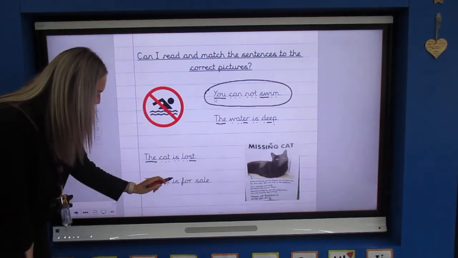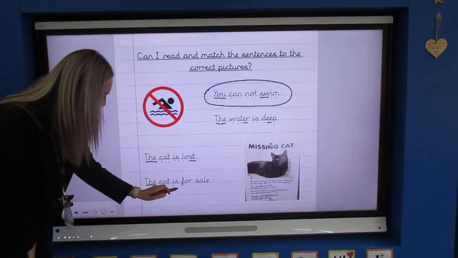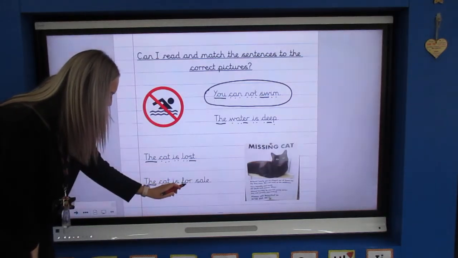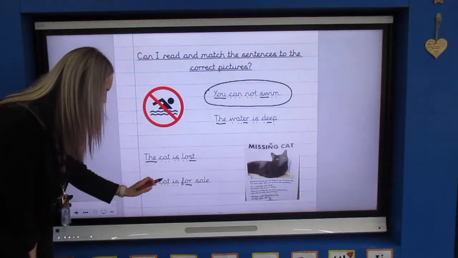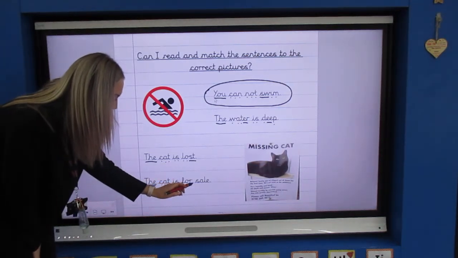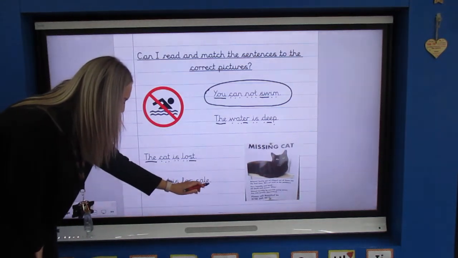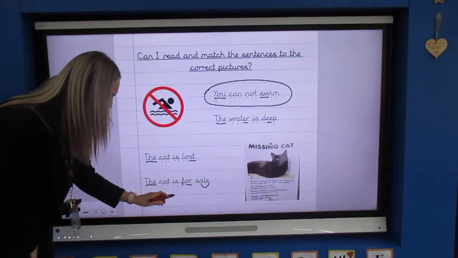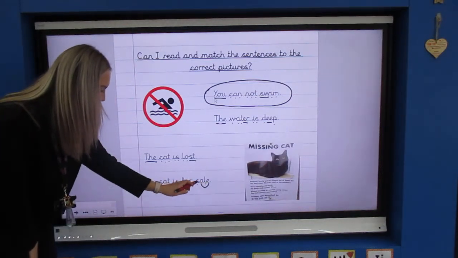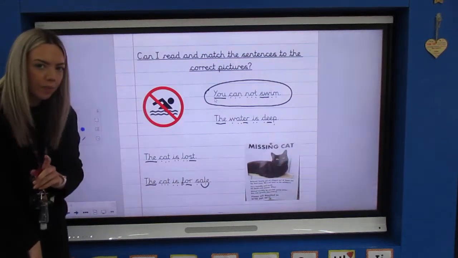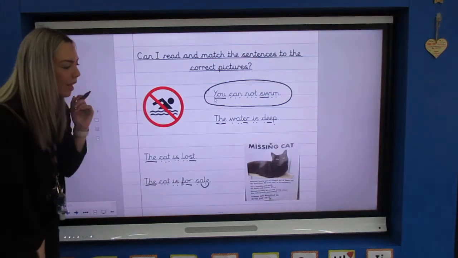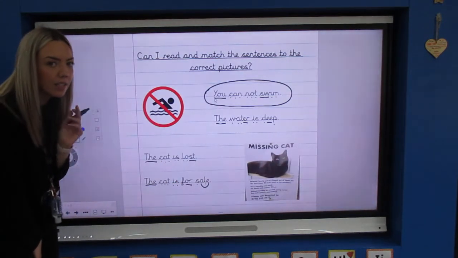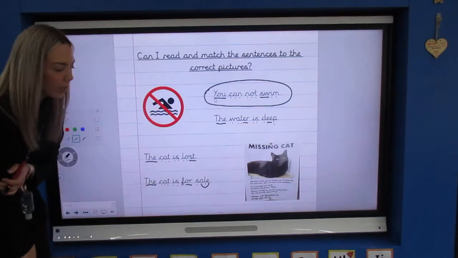The cat, and the same again, is, I've got another word here, or. The cat is for sale. The cat is for sale. Now, looking back at our sign, let's investigate to see which one we think it will be.